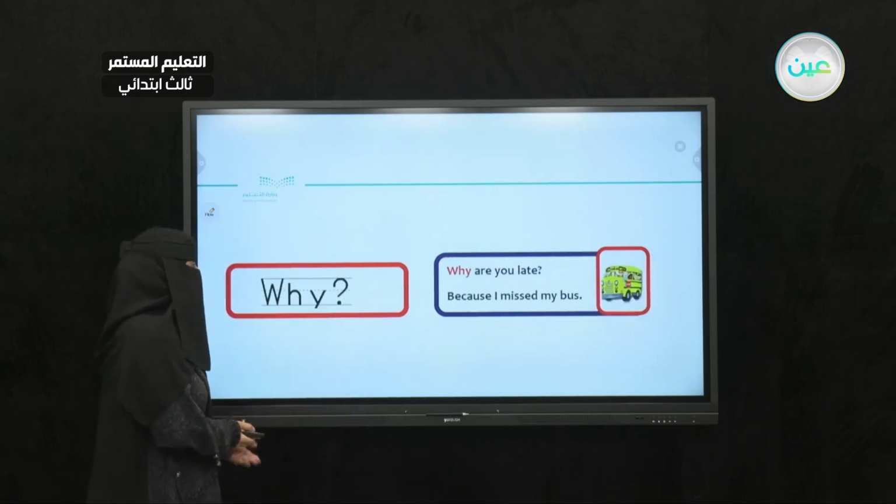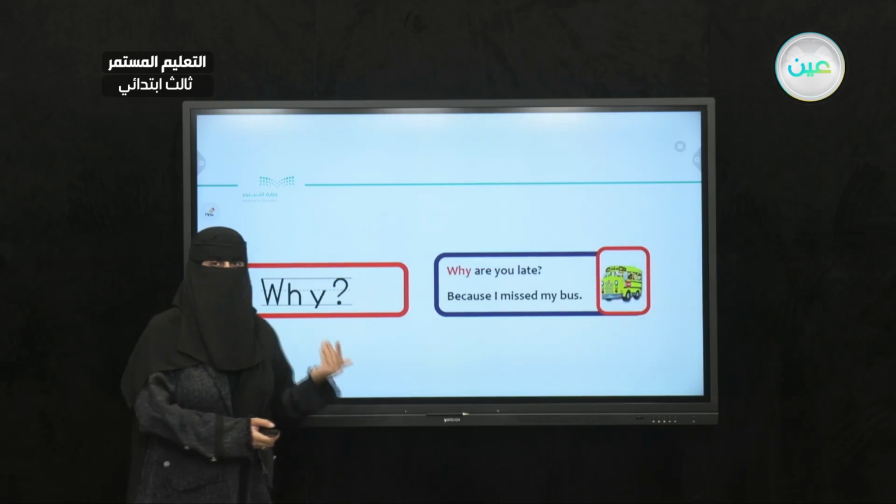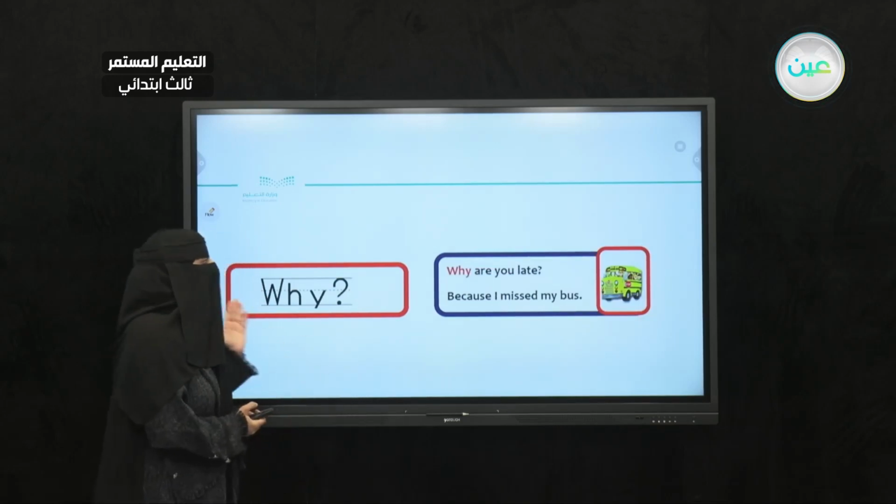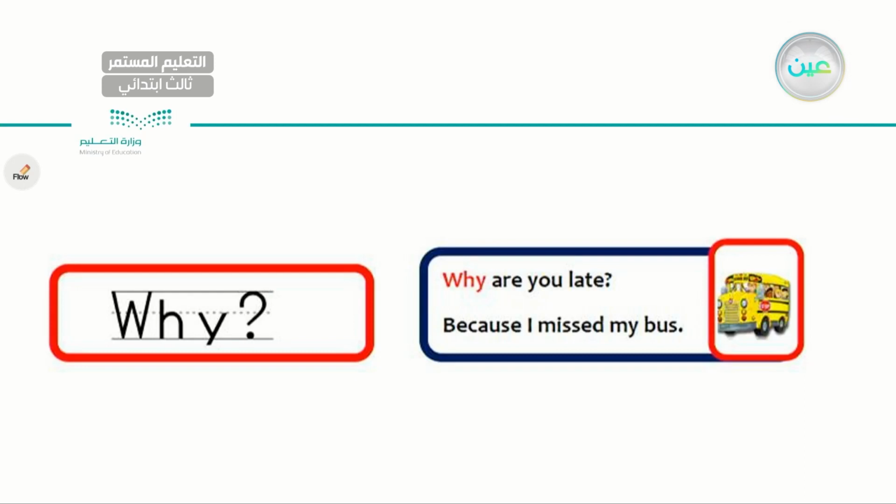The green one. For why, as I told you before, I need a reason. Why are you late? Because I missed my bus. I missed my bus. So here I have a reason.